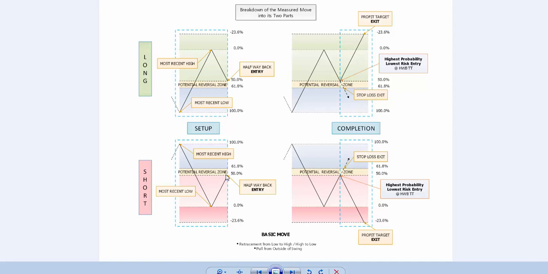That's the setup. The completion of it is when we do one of two things. It either is stopped out, or it moves away from its 50 and completes its profit target. This 50% retracement with a stop above the 61.8% line is our highest probability, lowest risk entry. So that is how a traditional measured move is set up.